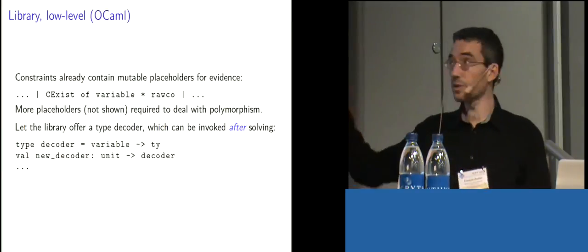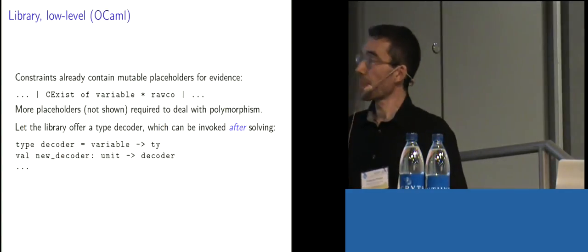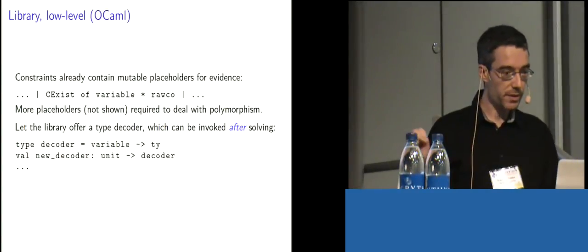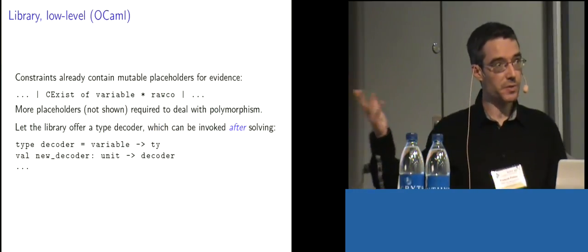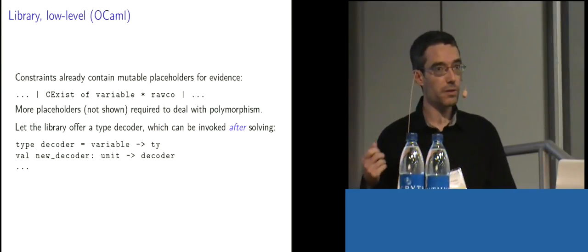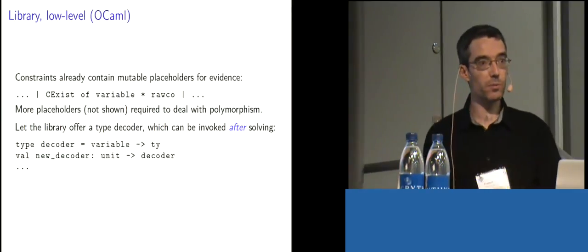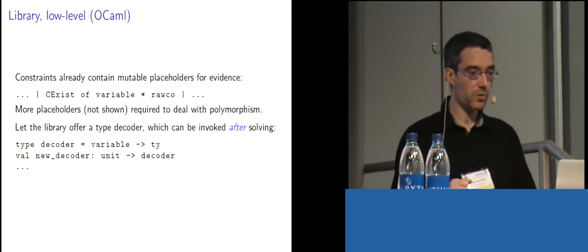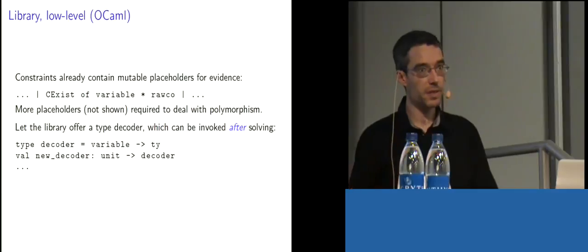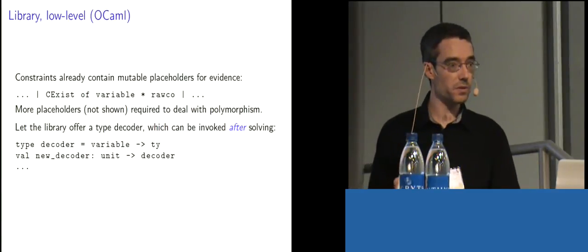But in some of the other cases, which I'm not showing in the interest of time, in the case of constraint abstractions in particular, I'm going to need to actually add some new mutable placeholders so that the user knows where capital lambdas, type abstractions, must be inserted, for instance.